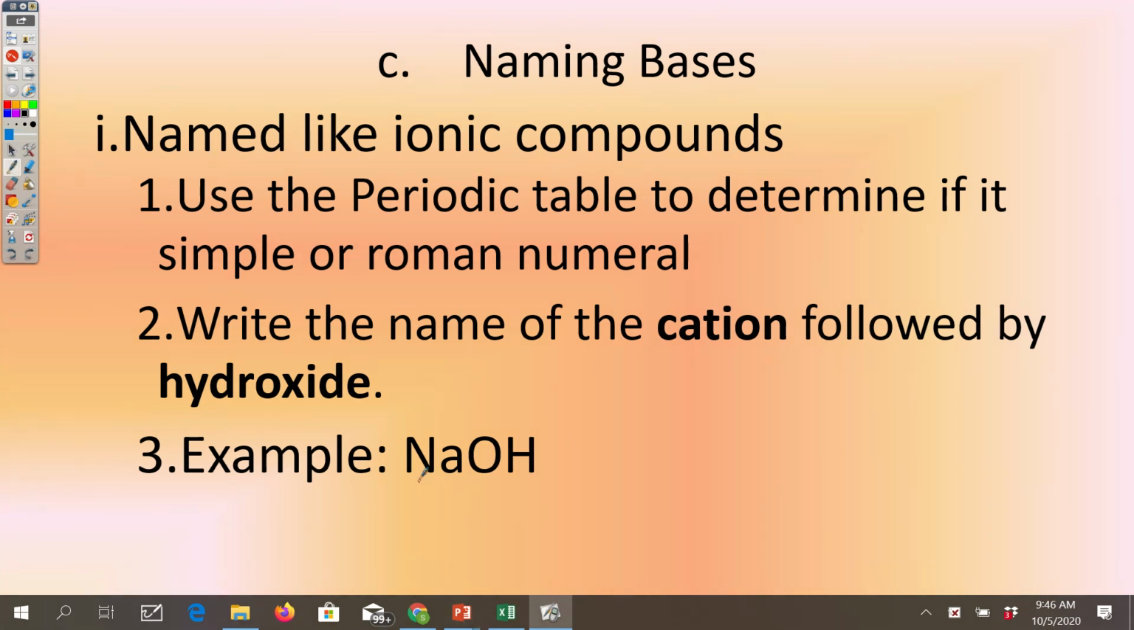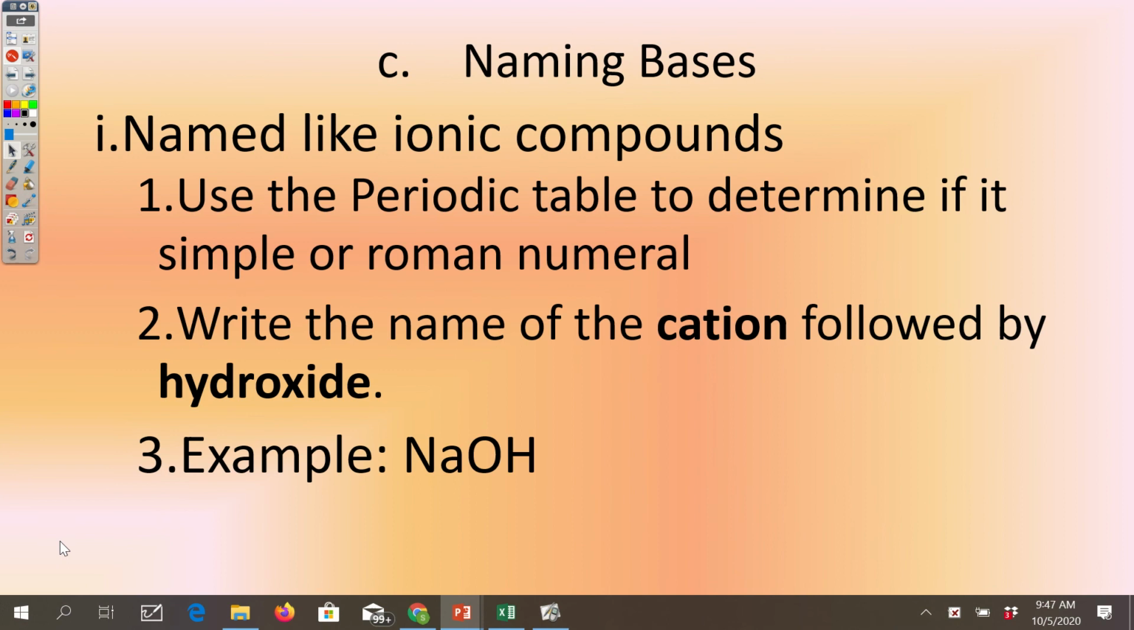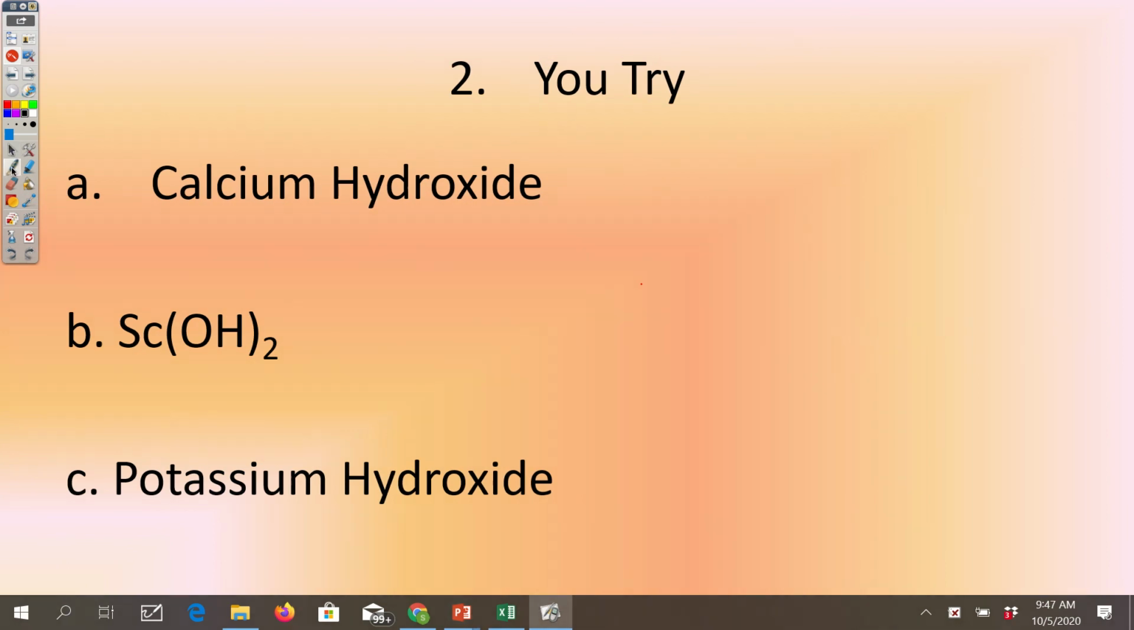So example, NaOH. What's step 1 of naming any compound? We're going to determine type. So Na is simple ionic. So all you've got to do is name Na, which is sodium, followed by OH, which is hydroxide. All right, and that's it. Naming bases, you already pretty much know how to do. All right, you try. If I give you the name, give me the formula. If I give you the formula, give me the name.